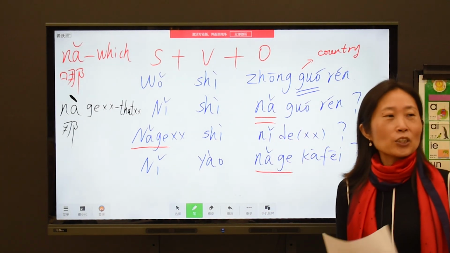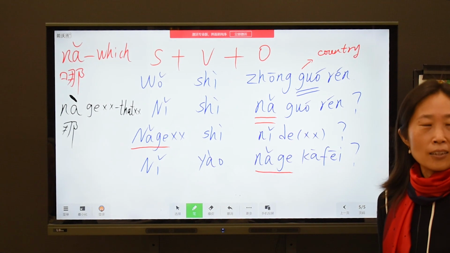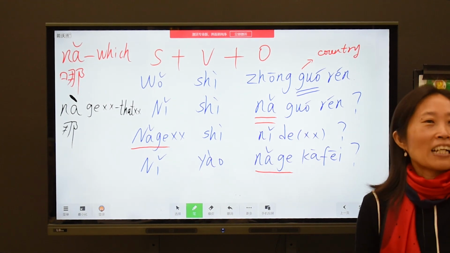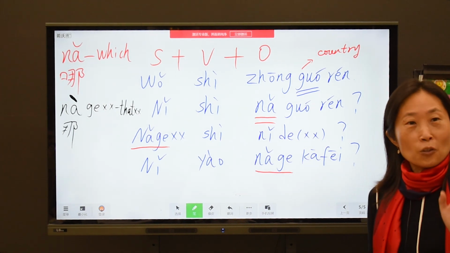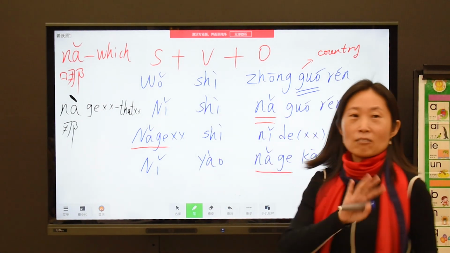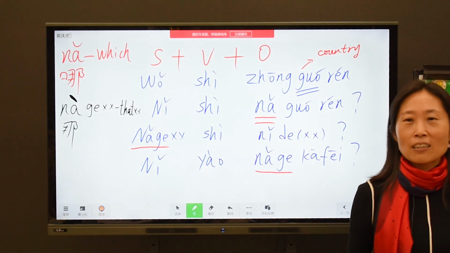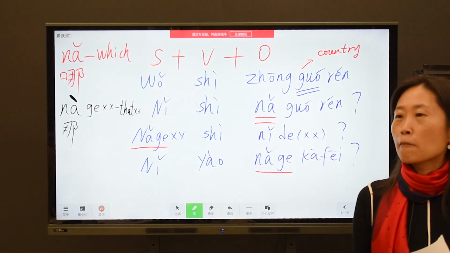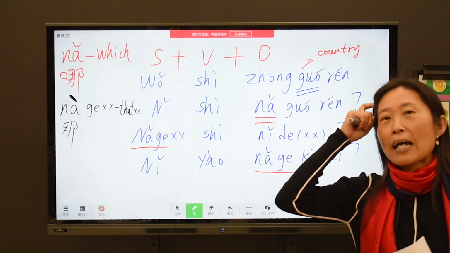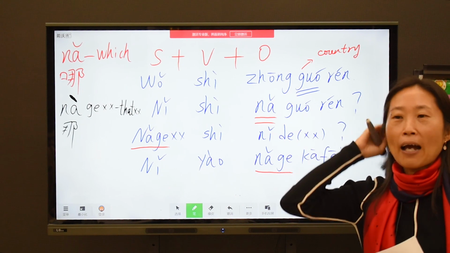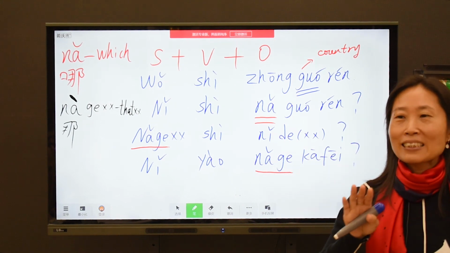Yes. Actually, he made an example used for the time. Also is correct because that's another level. So now I'm not talking about that. So when you follow this, it's very easy. Okay, next. Don't we need to put ma at the end? No need for ma because na is a question word, so no need for ma. Okay, next.